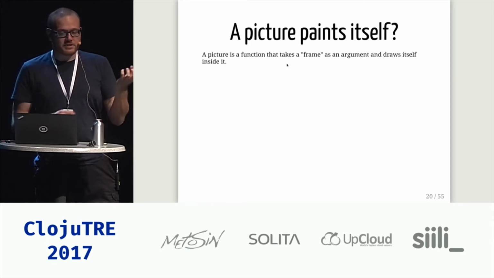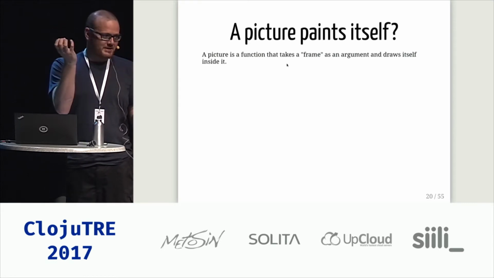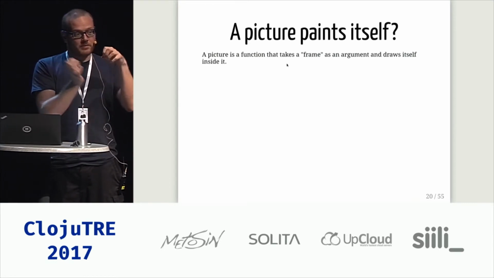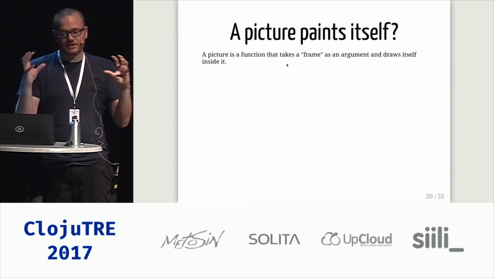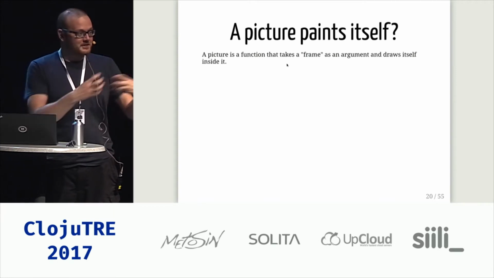So this idea that a picture is a function that takes a frame as an argument and takes the responsibility of drawing itself. So the picture itself is a function. So what you might have thought of as data is actually a procedure.